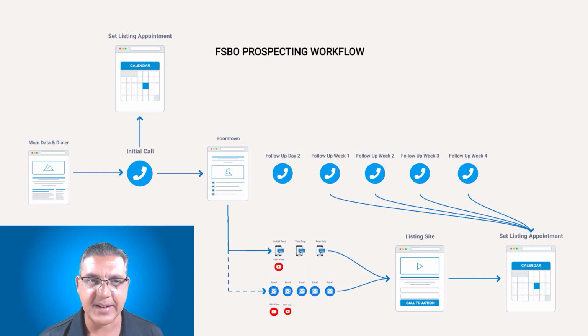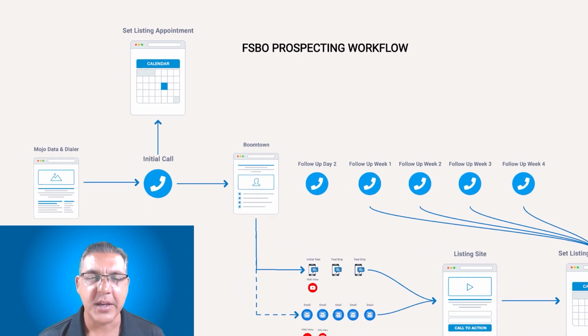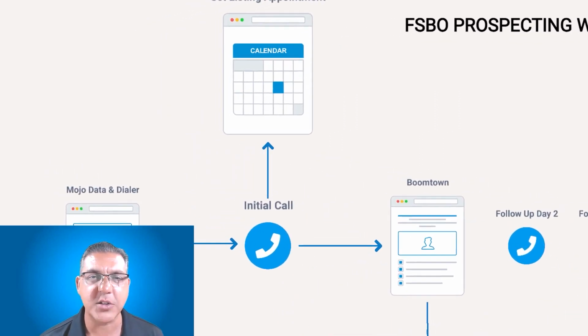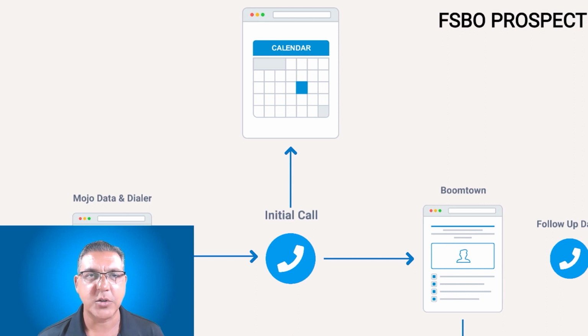So data, then the dialer, and now you're actually making contact using the scripts that you learned in Module 2. Now, in Module 2, we're setting up our prospect to give them an item of value, but we're also going to ask for the appointment if the prospect is ready to go for that, or they answer certain questions in our script affirmatively, and we've got the rapport with them. We're actually going to try and set a listing appointment with them on that initial call.